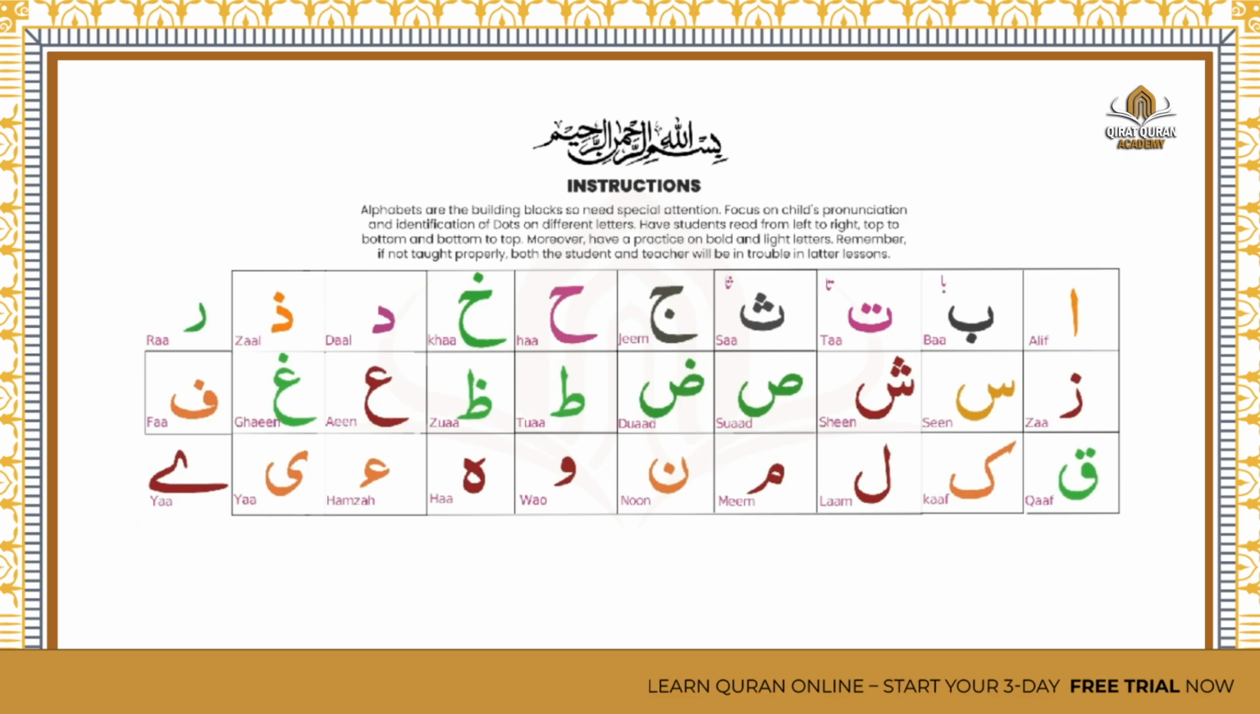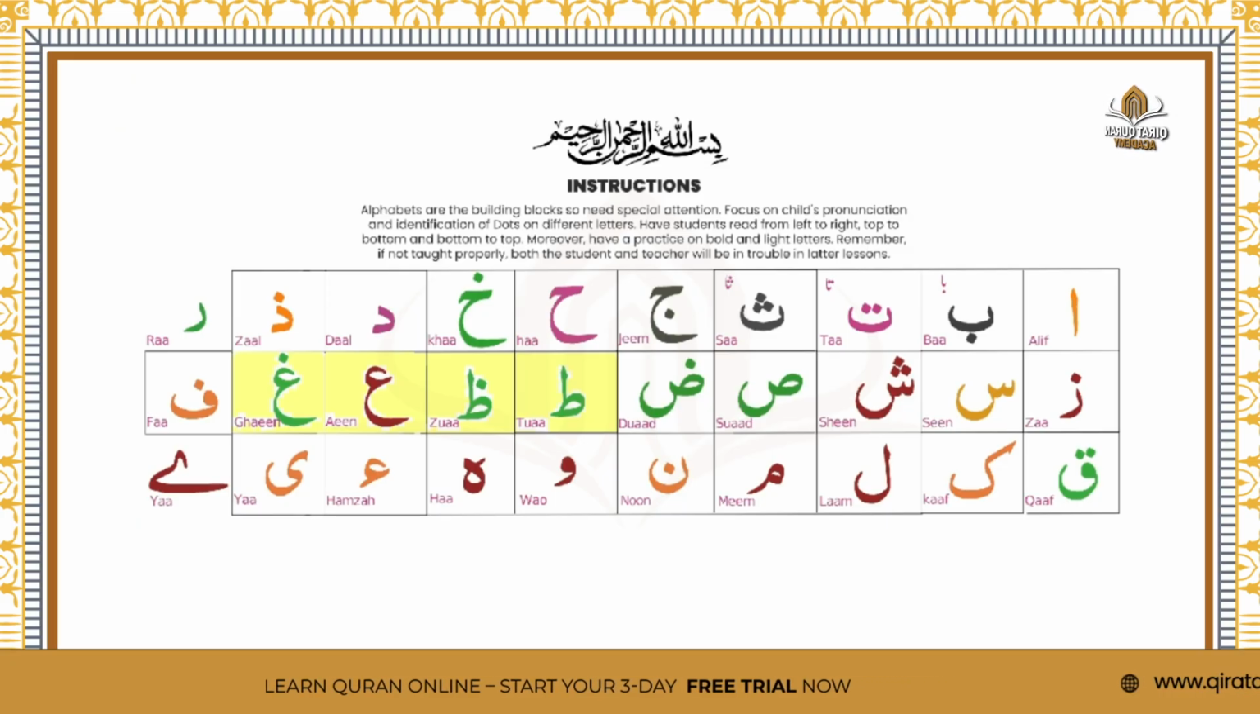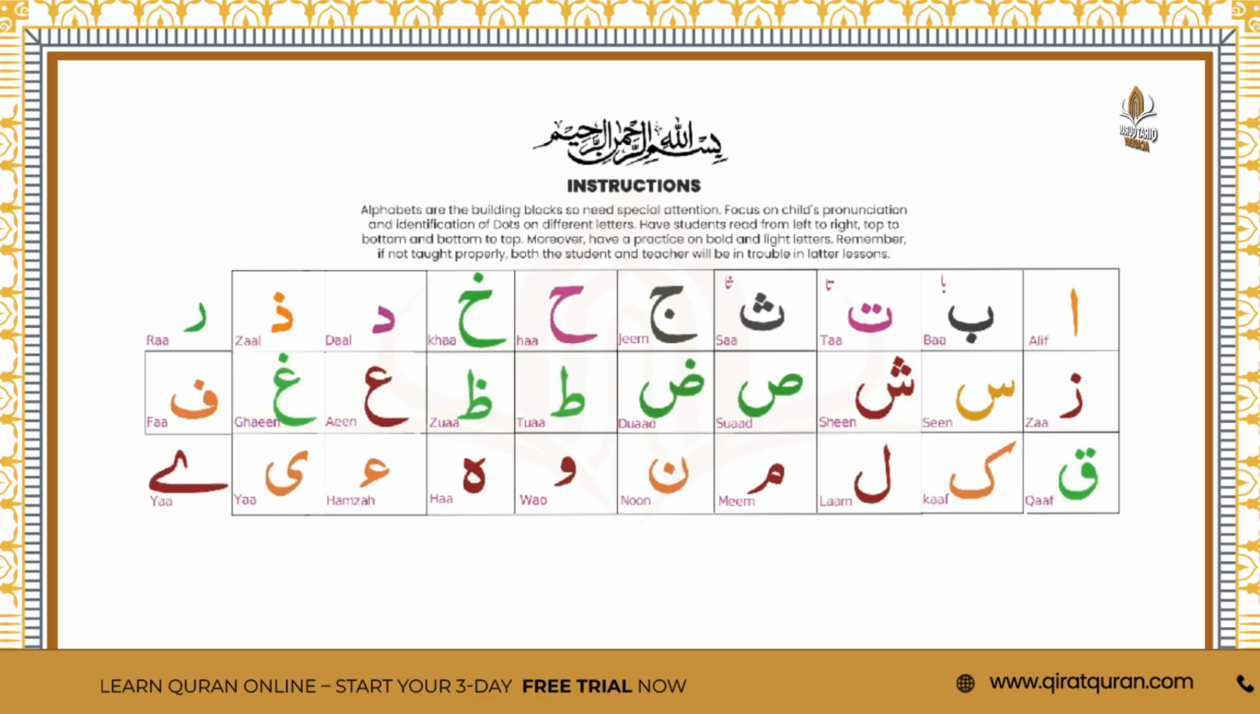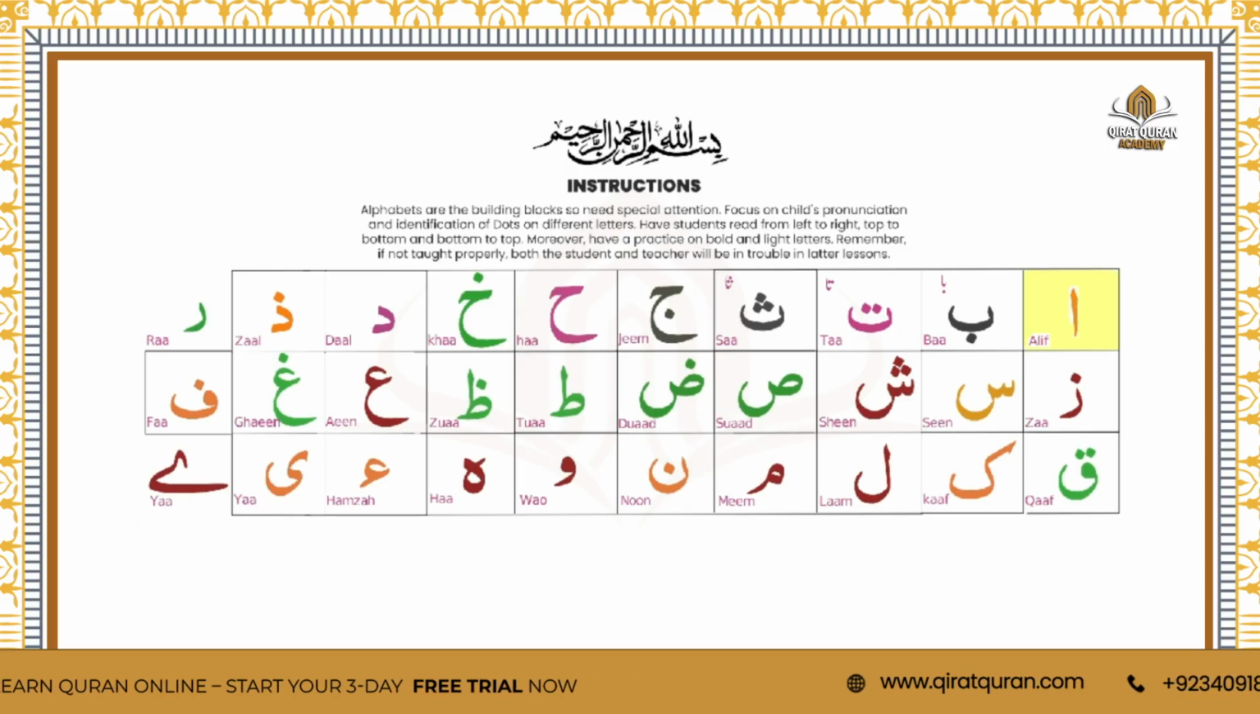Okay, so in this lesson, we read these four letters: Twa, Zwa, Ayn, Ghain. So in total, we've completed 19 letters now. I'm reading these letters, so read with me.